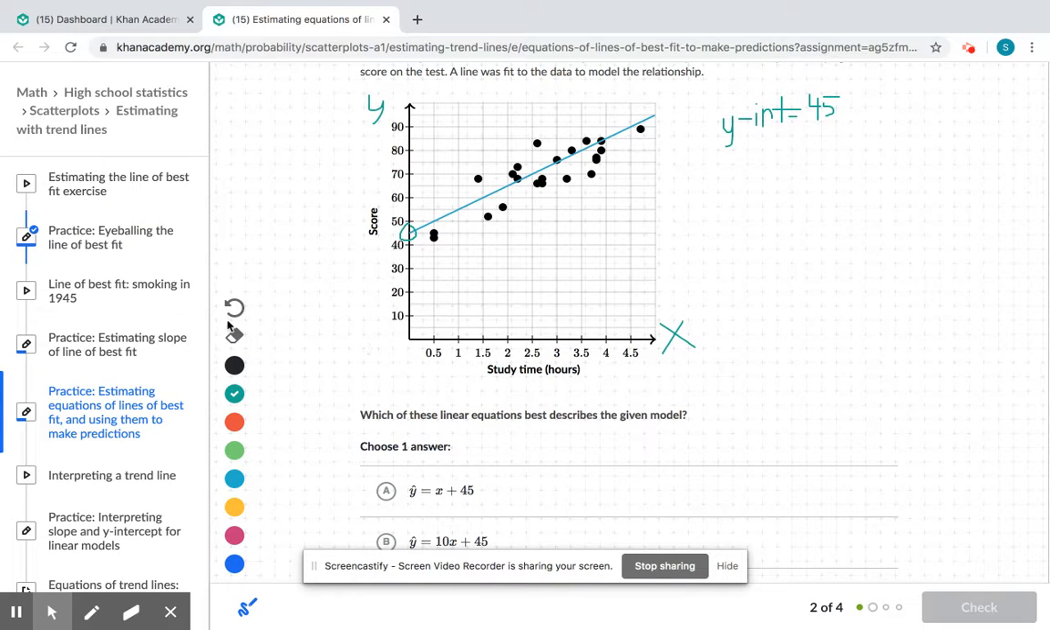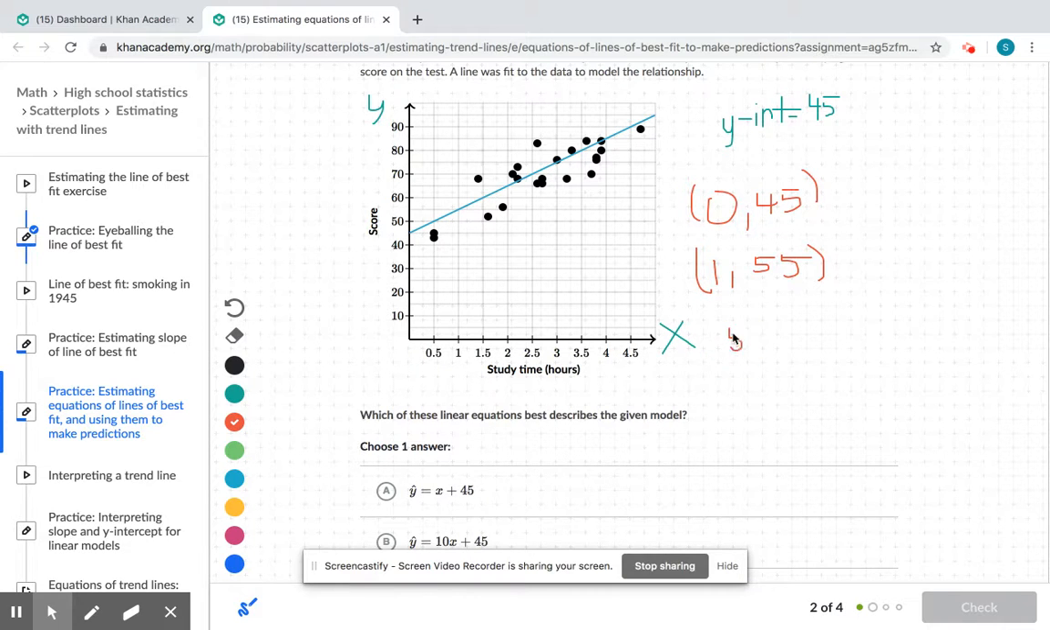And now I need to find slope. I'm going to do the same thing I did before. I'm going to use the y-intercept, which is right here, so 0, 45. And then I'm just going to find another good point. Let's use this one right here. We can do 1, and it should be 55. As long as you're choosing good points, there's actually a bunch of good points here. Don't use the points on the scatter plot, just use the points on the line.